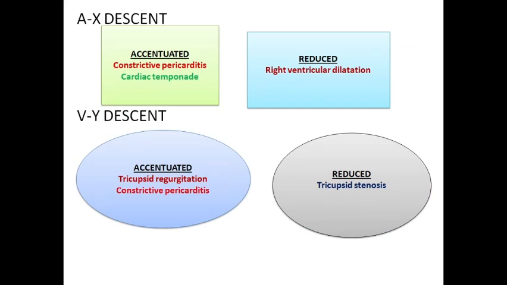So certain things are there also. The X descent is more in constrictive pericarditis and cardiac tamponade. The X descent means the atrial relaxation phase. During the atrial relaxation phase, the descent occurs. It is reduced in right ventricular dilatation. The Y descent is increased, meaning the descent is more, in tricuspid regurgitation and constrictive pericarditis. The descent is reduced in tricuspid stenosis.